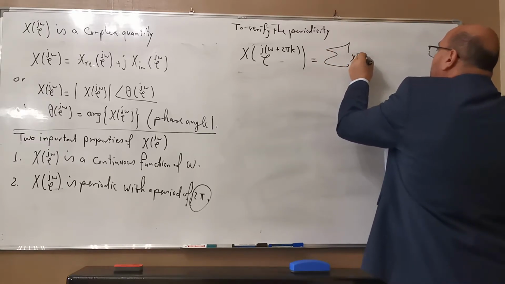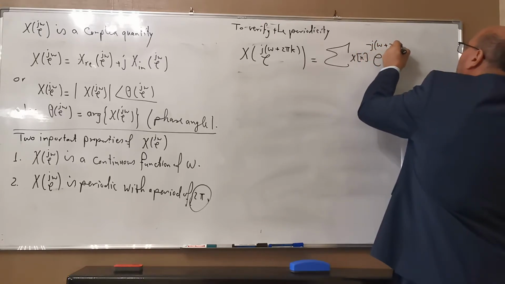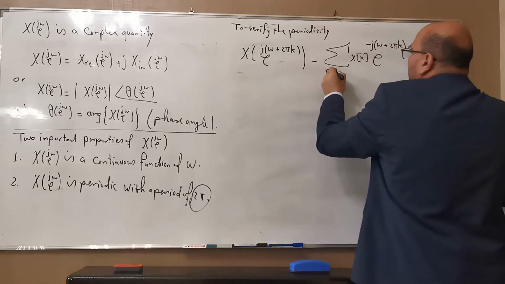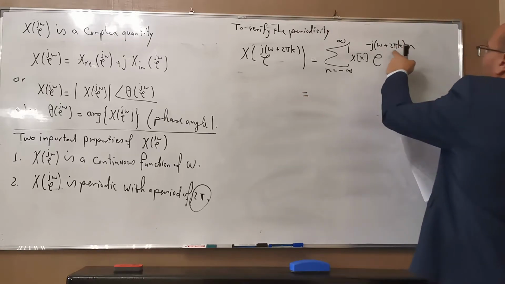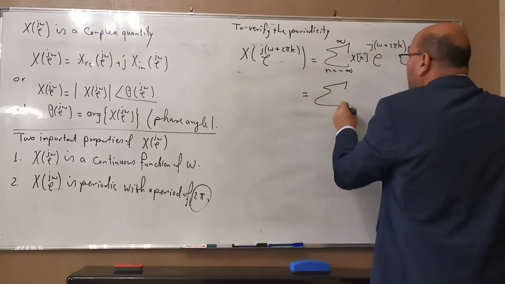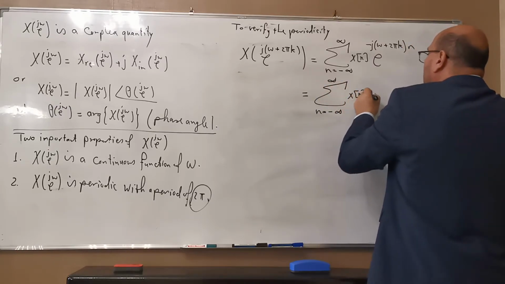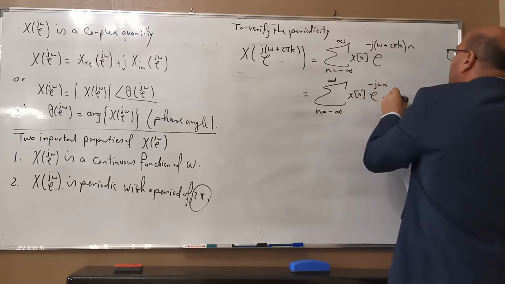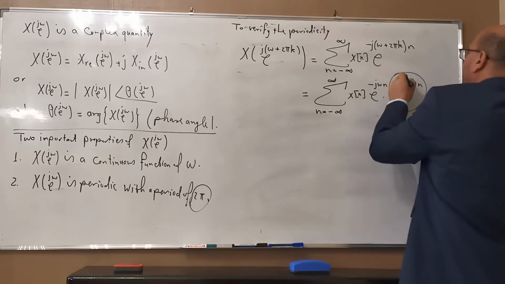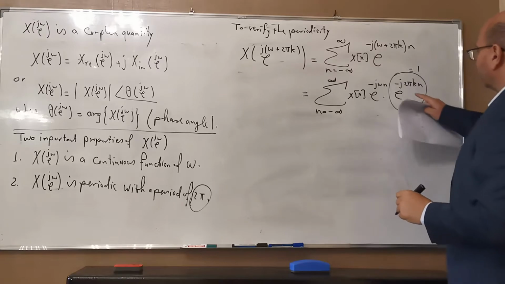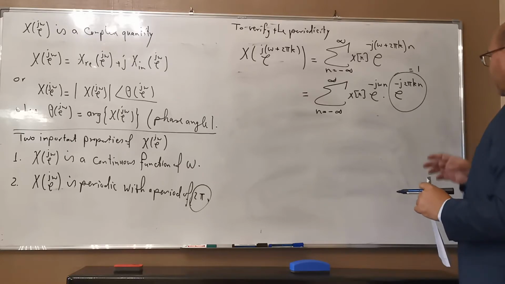So this is the sum of x[n] e^{-j(ω+2πk)n}, from n equals minus infinity to infinity. Distributing the parentheses, I'm going to write it this way: x[n] e^{-jωn} times e^{-j2πkn}. This one here is always equal to 1. It's multiples of 2π, whether positive or negative. e^{j2π} is always equal to 1.